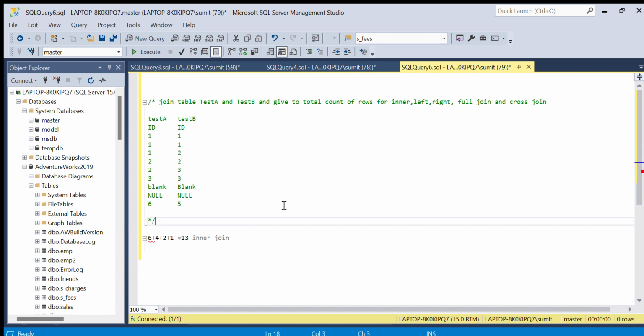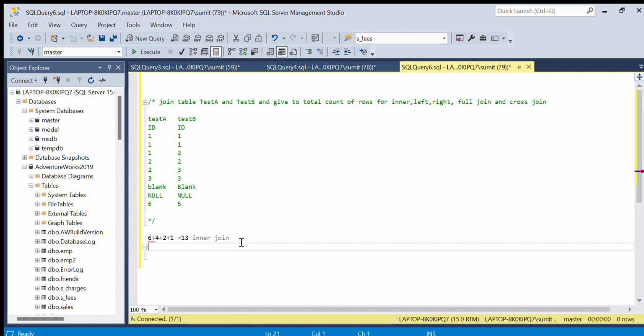If we see the left join, it will give all the records from the inner join, plus all the records from the left table. So let's see: all the records from the left table and the matching records from the right table.